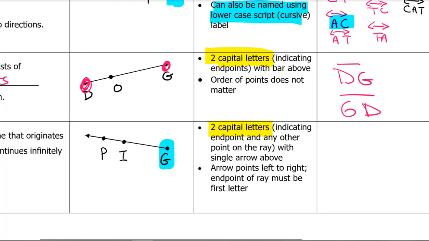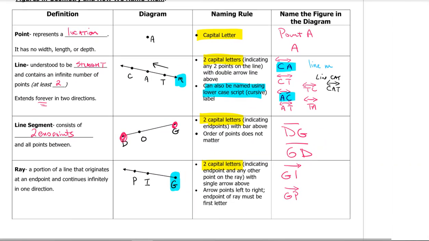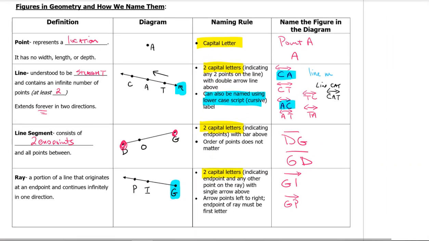So when we go to write this version, the G is going to have to be what we start off with. Now we can go from G to I, and we'd start with G, and then we put an arrow above the I. Or we could start with G and continue on past I and go to P. So those are our two options with that. Both of those would describe that same figure and be okay. All right, so those are your first four basic terms in geometry.